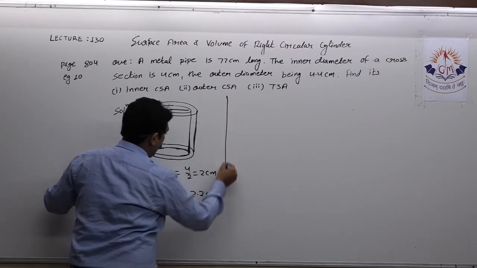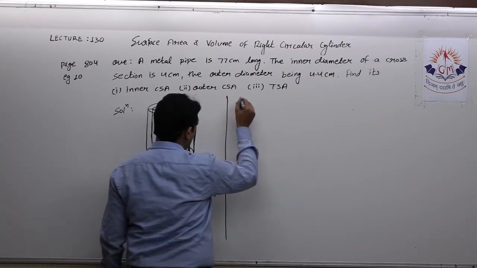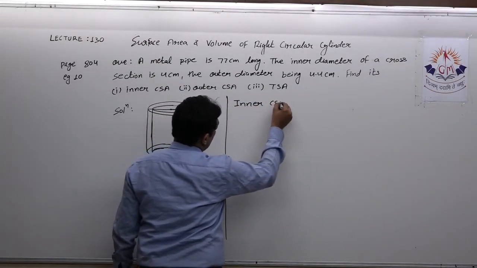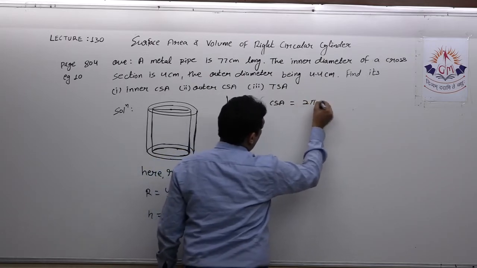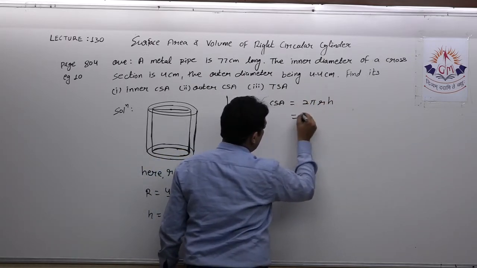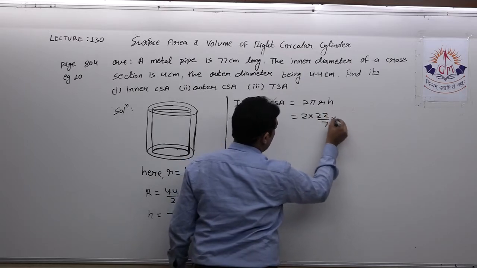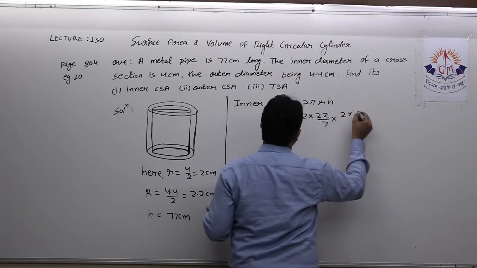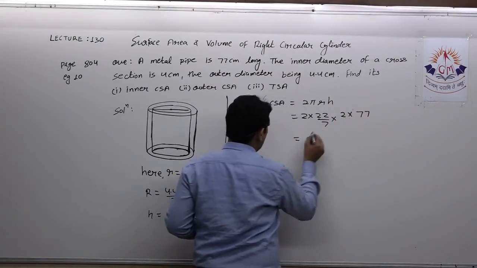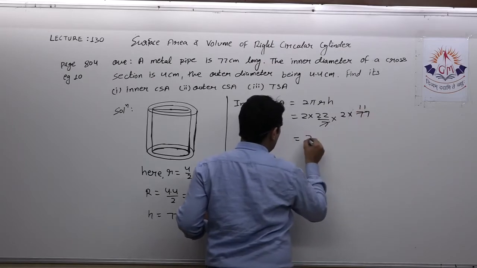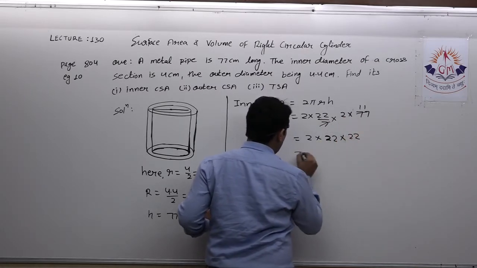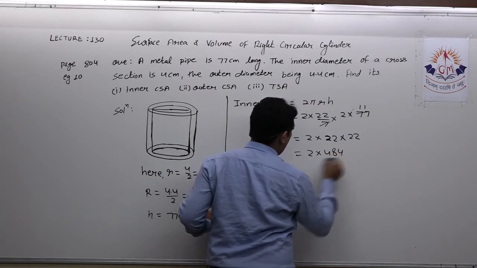Okay, now we have to find inner CSA. So inner CSA is equal to 2 pi inner radius into height, that is 2 into 22 upon 7, and for inner radius it is 2 and h is 77. So this will become 2 multiplied by 22 multiplied by 22. Okay, this 22 I kept as it is and this is 22. So 2 multiplied by 484.